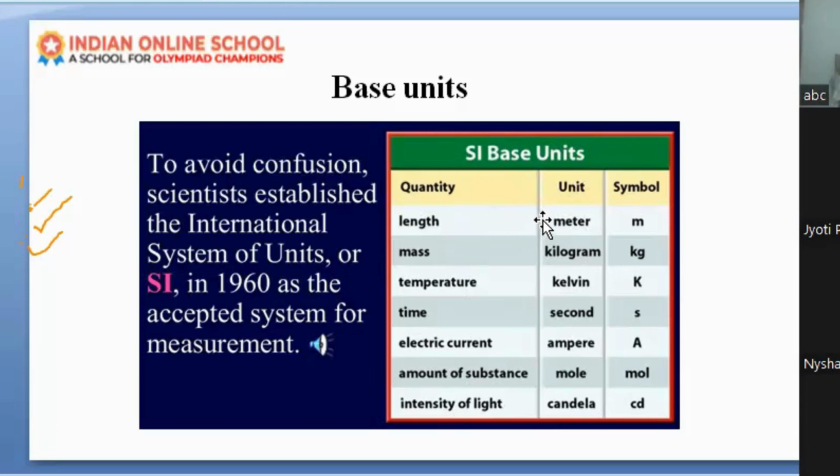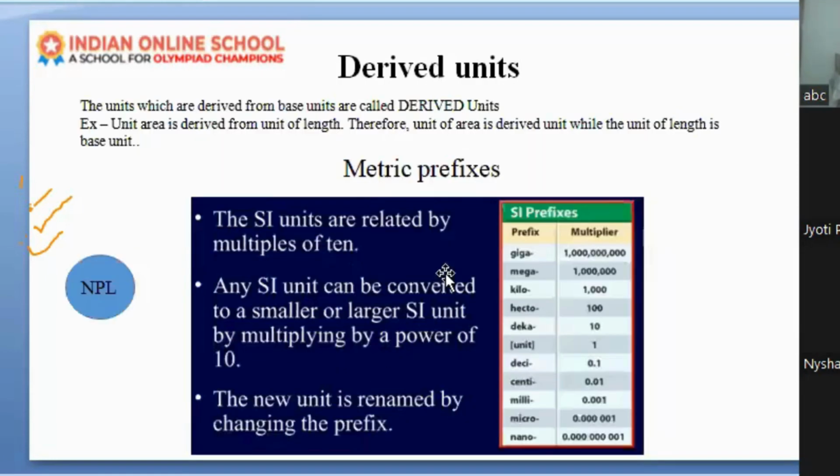If I want to measure some liquid, I cannot say in kilometer. Obviously, it will go with the liter only. Yes, so all these are the base units. I hope I am very clear to you all regarding the base unit. Okay, let's move ahead with the next slide, students.